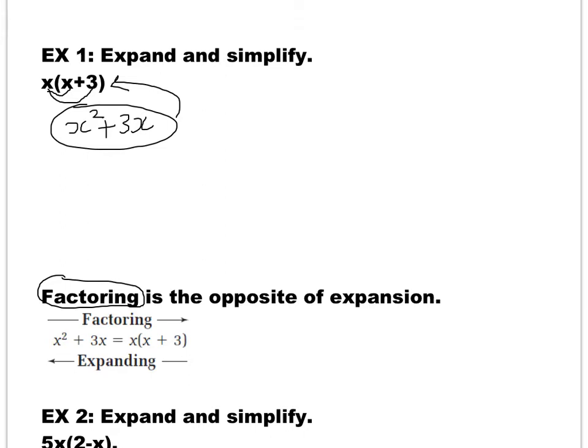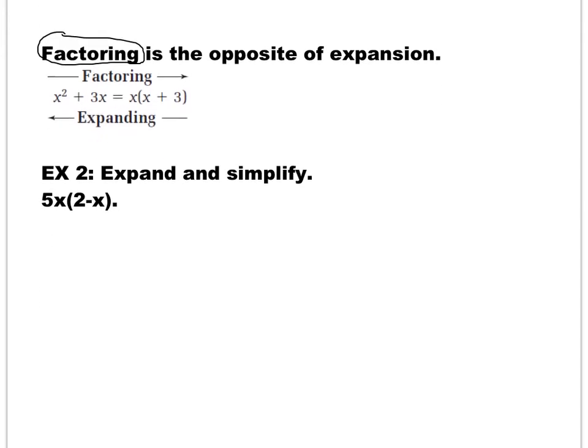So we are going to do another example here. This time we are going to expand 5x times 2 minus x. So again, I use the arrow method. I get 5x times 2 is 10x, and 5x times minus x gives me minus 5x squared.